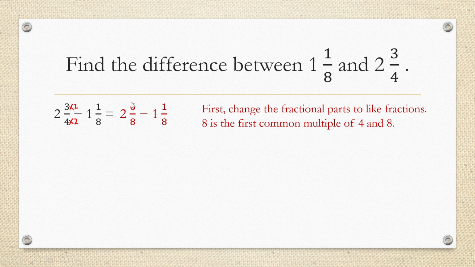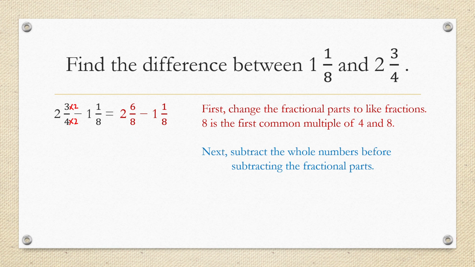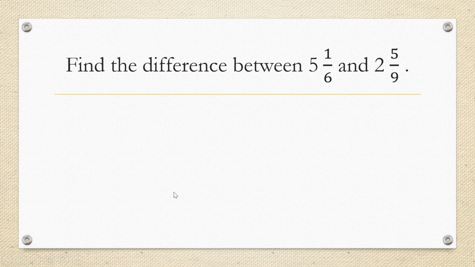So in this case, it's quite straightforward. First, you subtract the whole numbers. 2 minus 1, you get 1, and then you subtract the fractional parts. 6/8 minus 1/8, you get 5/8. Okay, and that is your answer because it's a mixed number that doesn't have an improper fraction. Over here you don't have to simplify anything. Next question. Find the difference between 5 1/6 and 2 5/9.